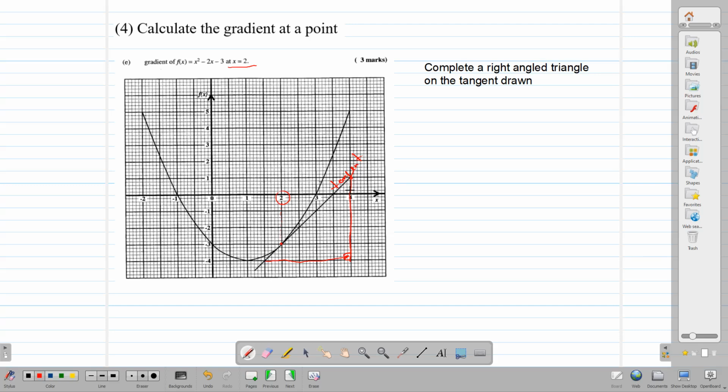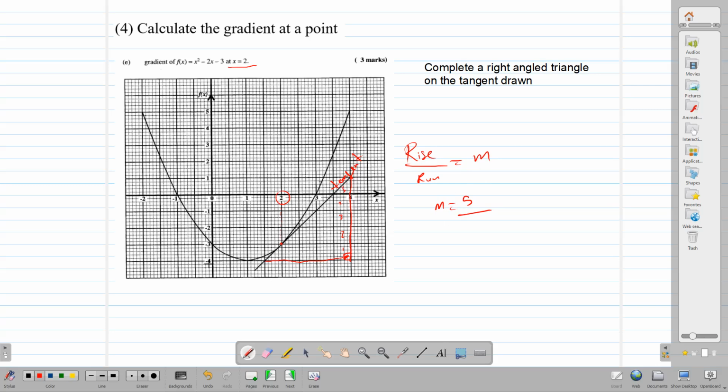Once you do that, you can look at your rise and your run. The gradient is equal to the rise over the run. So we look at our rise. Our rise is, each centimeter on this graph represents 1. So our rise is 1, 2, 3, 4, 5. So our rise is 5.